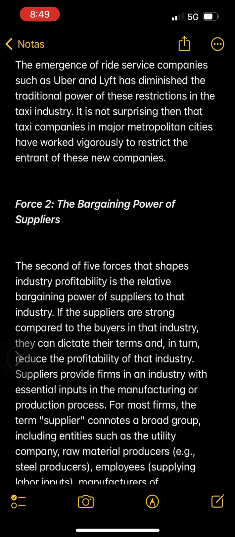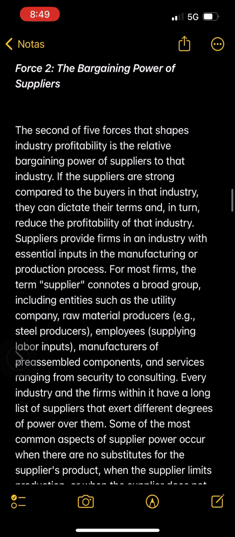Force 2: The bargaining power of suppliers. The second of 5 forces that shapes industry profitability is the relative bargaining power of suppliers to that industry. If the suppliers are strong compared to the buyers in that industry, they can dictate their terms, and in turn, reduce the profitability of that industry. Suppliers provide firms in an industry with essential inputs in the manufacturing or production process. For most firms, the term supplier connotes a broad group, including entities such as the utility company, raw material producers, for example, steel producers, employees supplying labor inputs, manufacturers of preassembled components, and services ranging from security to consulting.